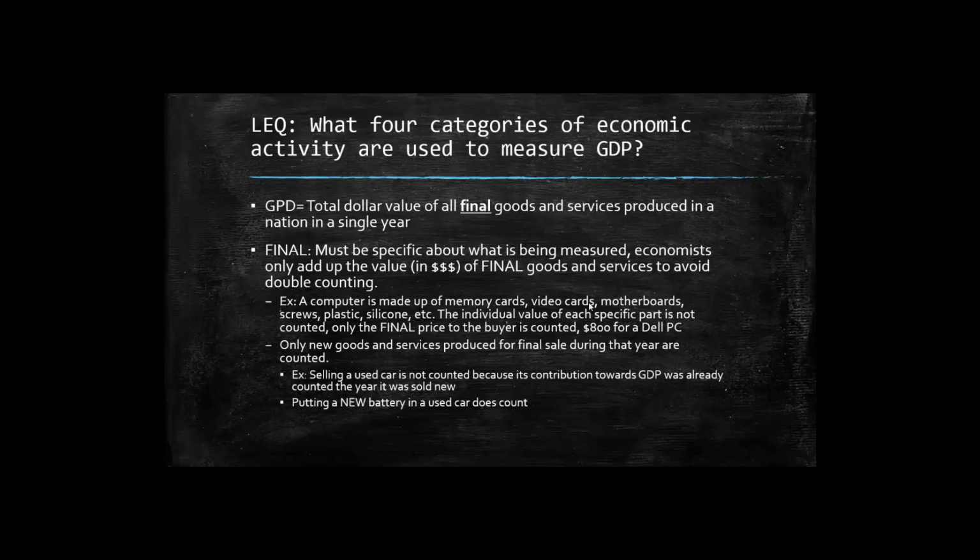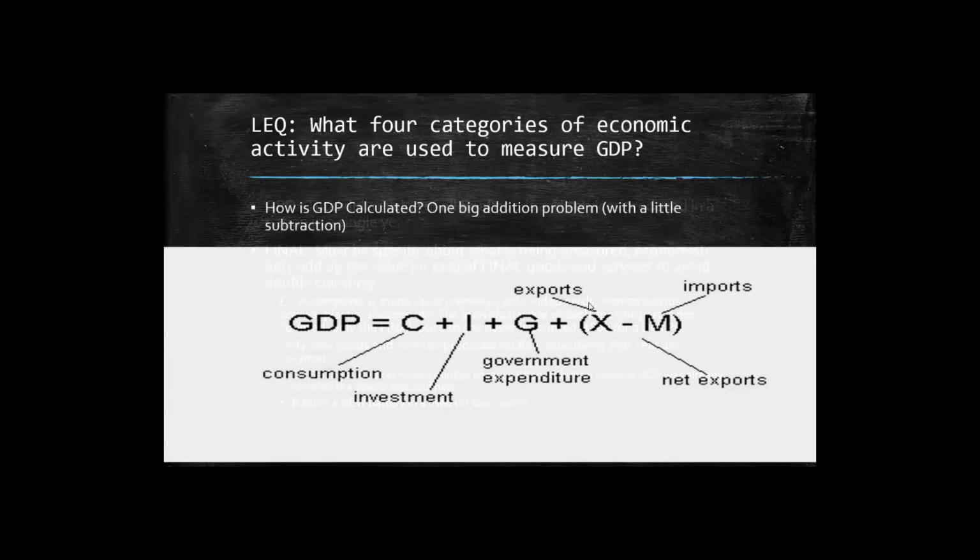Now keep in mind, only new goods and services are counted in GDP. That means selling a used car or buying a used car does not count, because that car's final product was already counted the year it was produced. However, one caveat to that: if you buy a new battery from Walmart or Advanced Auto Parts and put that new battery in a used car, the new battery, say it's $70, $80, will count towards our GDP.